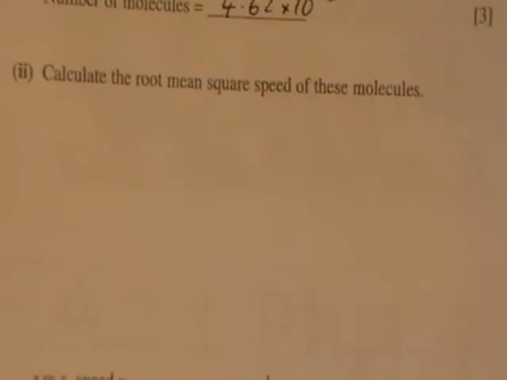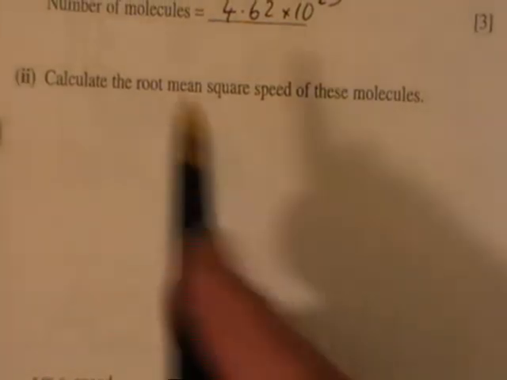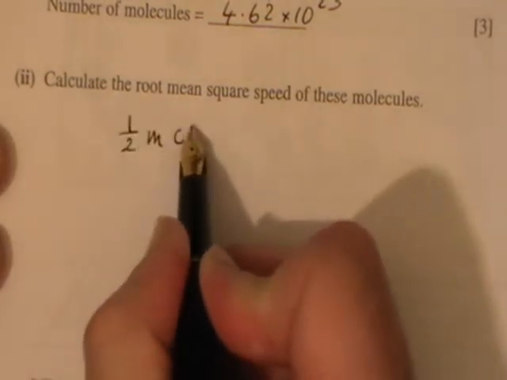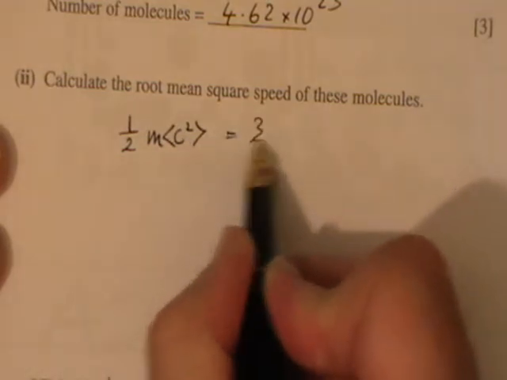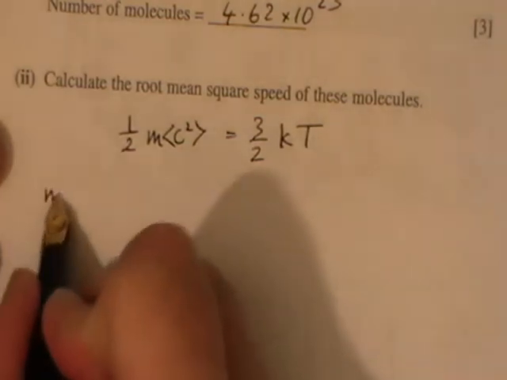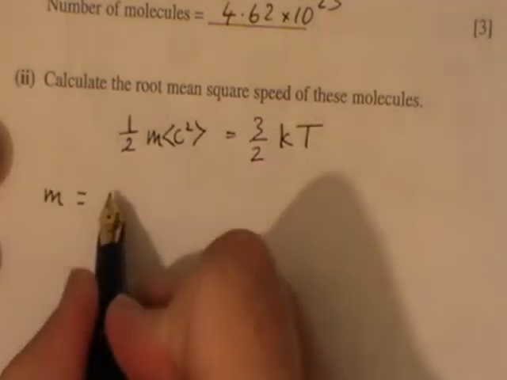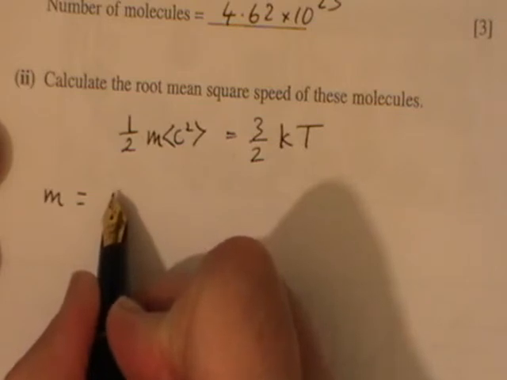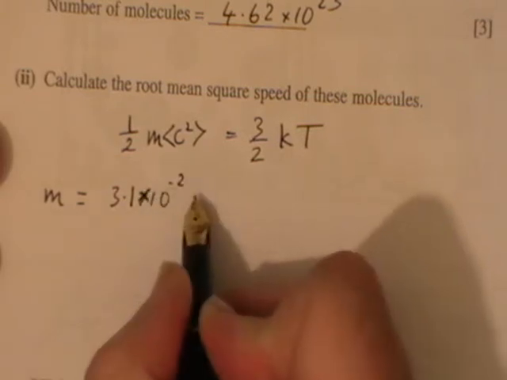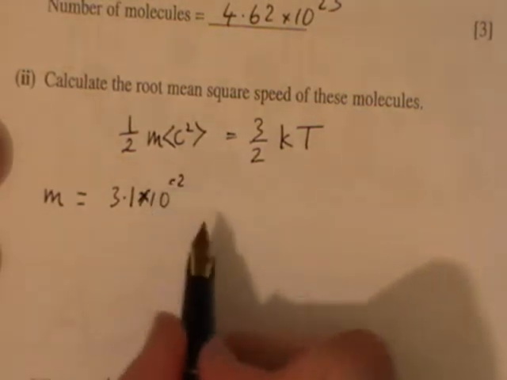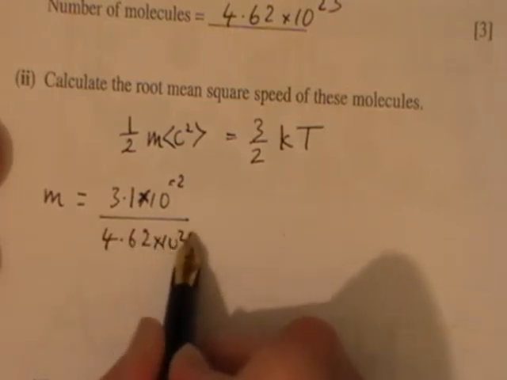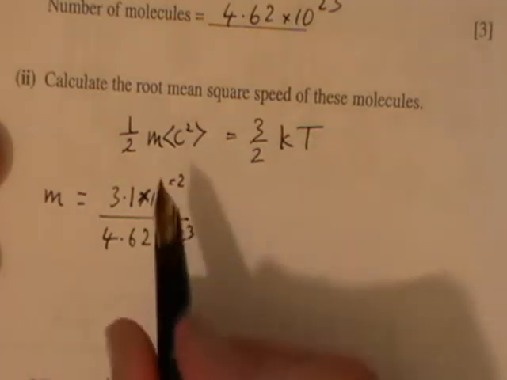Calculate the root mean square speed of these molecules. Well, we're going to say a half m c squared equals 3 over 2 kT, and m in this case is going to be equal to 3.1 times 10 to the minus 2 kilograms divided by 4.62 times 10 to the 23 molecules, and that gives the mass of an individual molecule.